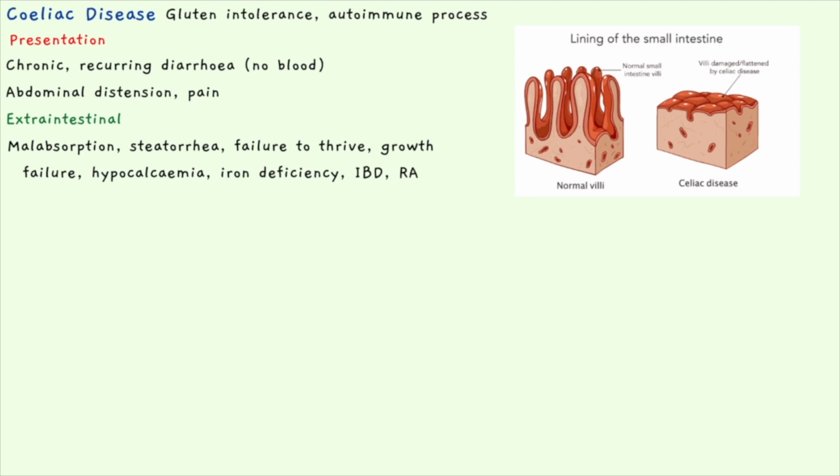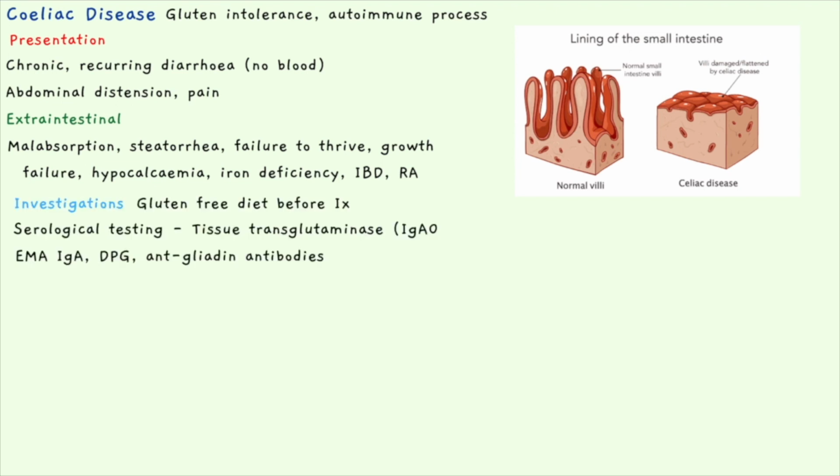With hypocalcemia, it's important to monitor ECG changes, as long QT can lead to a fatal ventricular fibrillation. Investigations must be done before a gluten-free diet. The most important diagnostic investigation is serological testing, because it's an autoimmune process. You're testing the antibodies against basically the villi. So the main ones are tissue transglutaminase, EMA, IgA, DPG, and anti-gliadin antibodies.